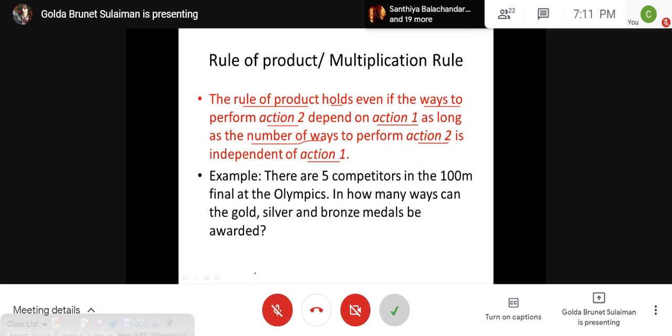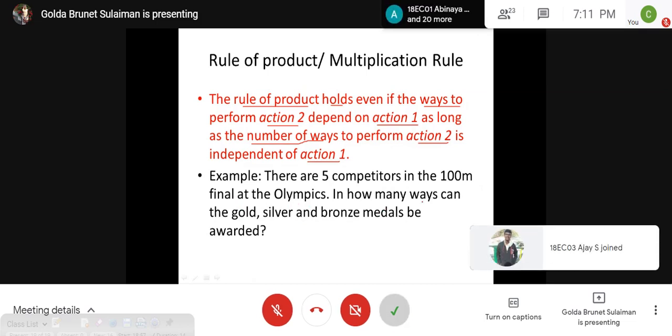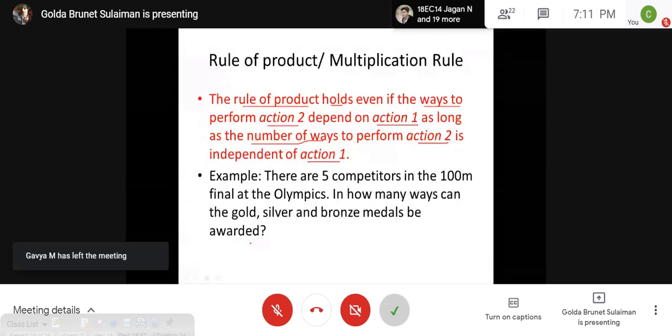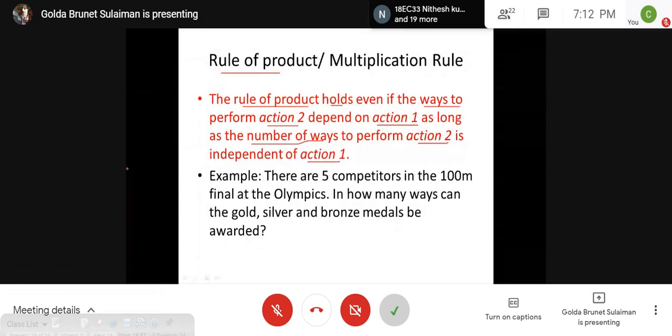Here is an example. There are 5 competitors in the 100-meter final at the Olympics. In how many ways can the gold, silver and bronze medals be awarded? Can anyone try? Again, we have the solution as the rule of product. 5 into 4 into 3. Yeah, exactly. Thank you, Das. So he is right.